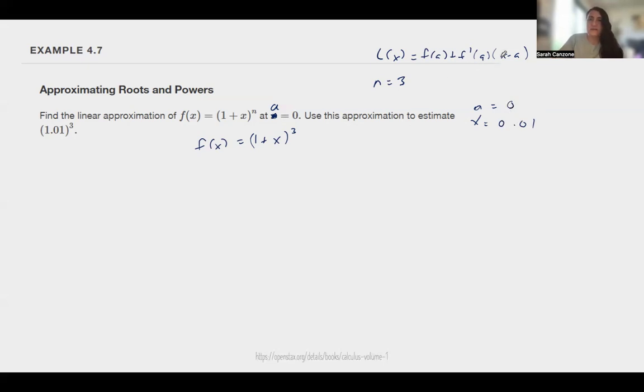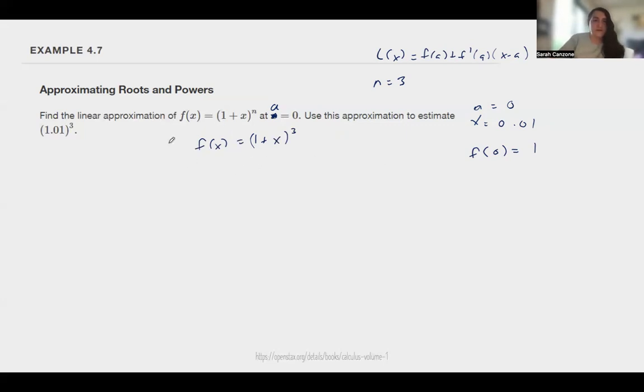Now we can find the rest of the information. So f at a is f at 0, which is, if you plugged 0 into our formula here, 1 plus 0 is 1, cubed is 1. All right, so we know that f at 0 is 1.